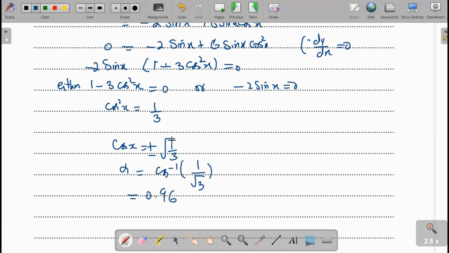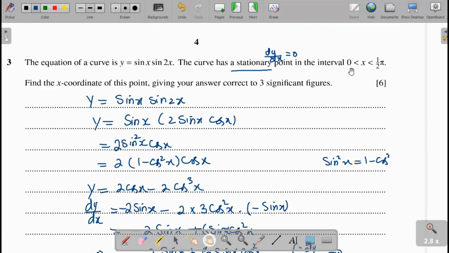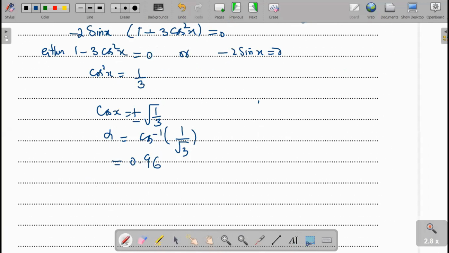0.96 is the answer. Now we see here the angle x is between 0 and pi over 2. It means the angle lies only in the first quadrant. Therefore, alpha is equal to theta. So we write x equal to alpha, and alpha is 0.96, and we take only the positive value because it lies in 0 to pi over 2.